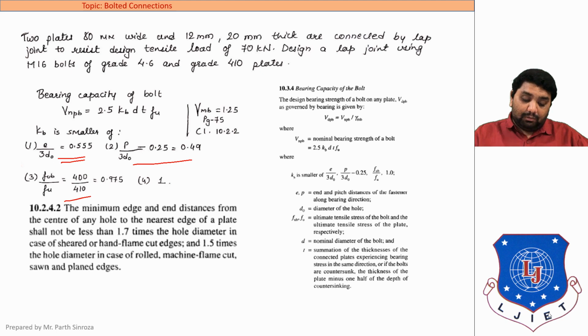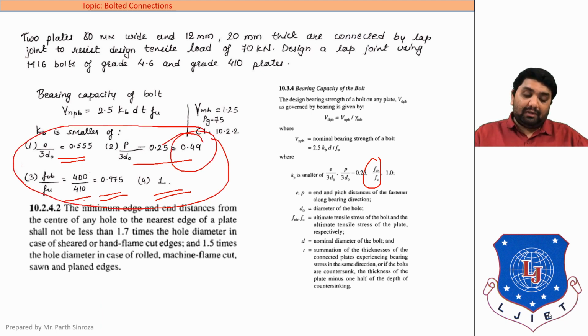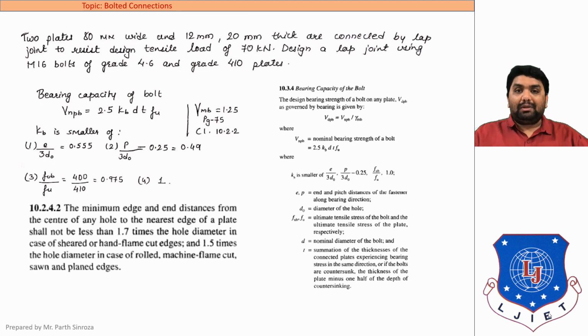Now looking at the third case, 2 FUs are mentioned, and for simplicity the numerator portion is mentioned as FUB. That means the numerator part is the ultimate strength of bolt, and the denominator part is the ultimate strength of plate. As we know, the strength of bolt is 400 and strength of plate is 410. The equation comes out to be 0.975, and the last is 1. So the smaller of these values will be 0.49. So our KB will be 0.49.